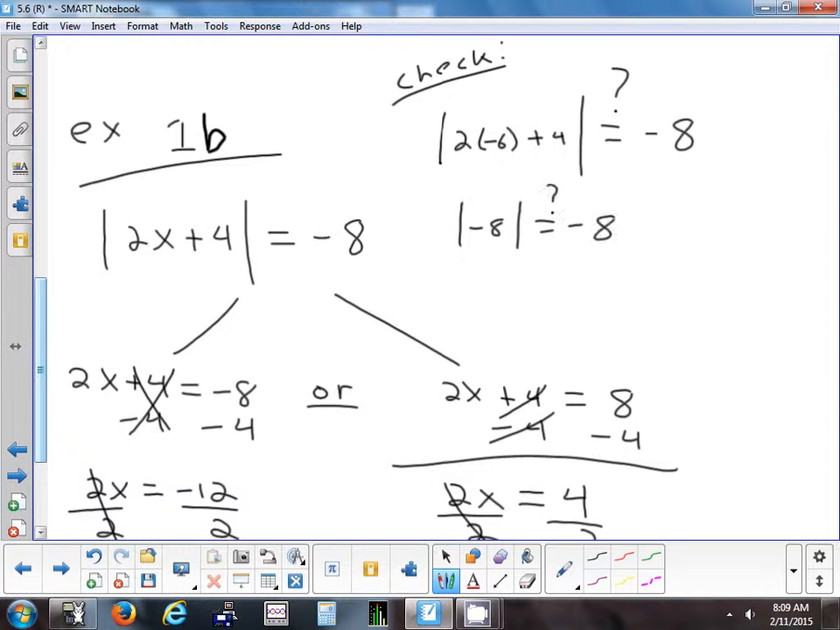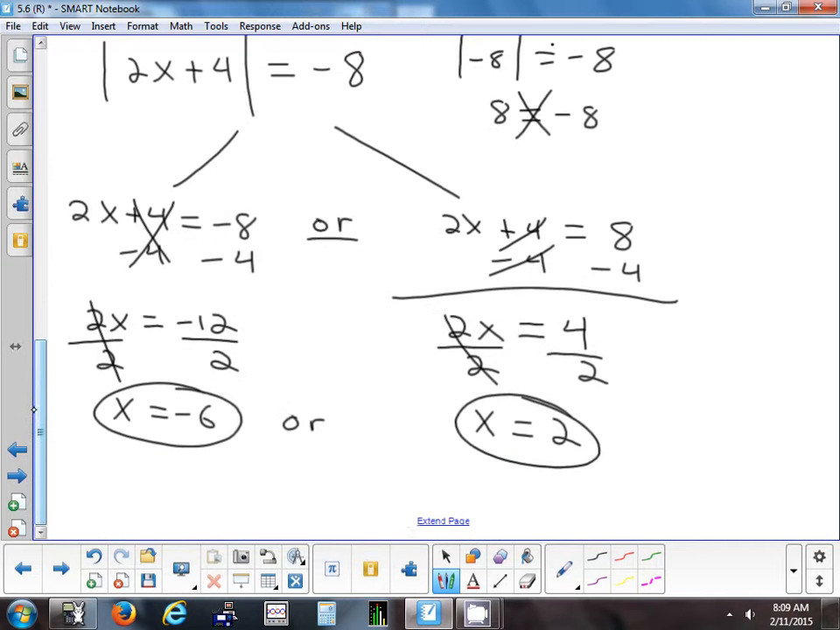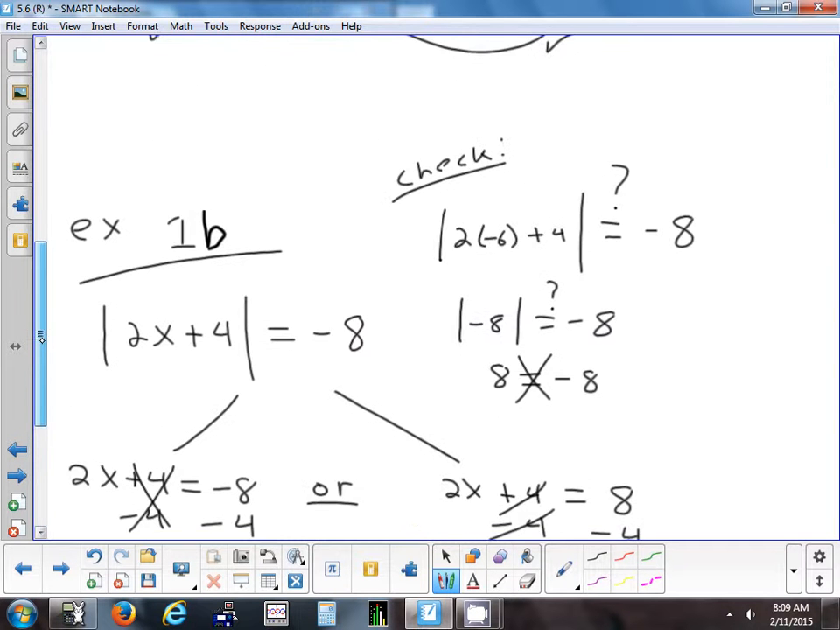And now the question is, does the absolute value of negative 8 equal negative 8? No. We said earlier that whenever you take the absolute value, the answer always comes out positive. So what that means is that answer didn't work. When we plugged it back in, it didn't check. Okay, let's check 2.